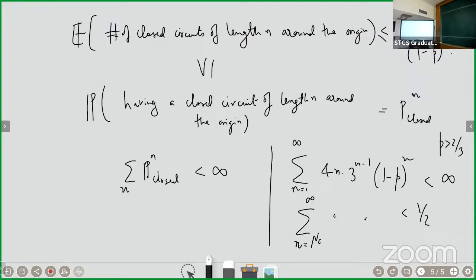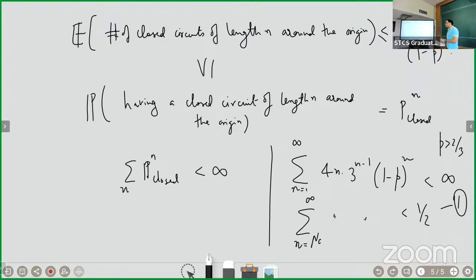Now, can you stitch these two things together? This fact, which is the last one here, and the probability that a full box of size NC is open, is also a constant. This is a constant, that is a constant. Can you put these two things together to show that percolation probability is one?